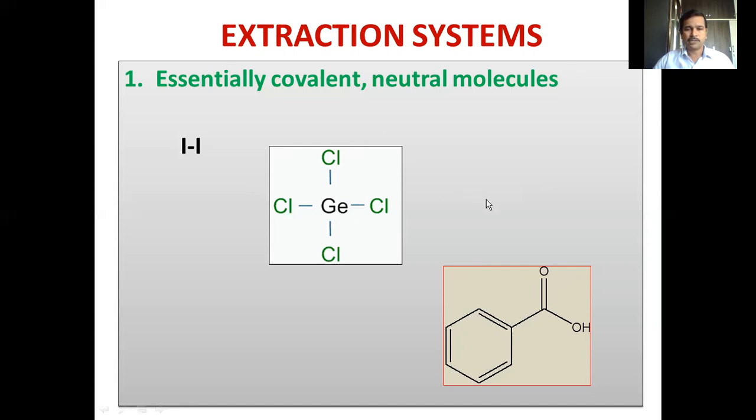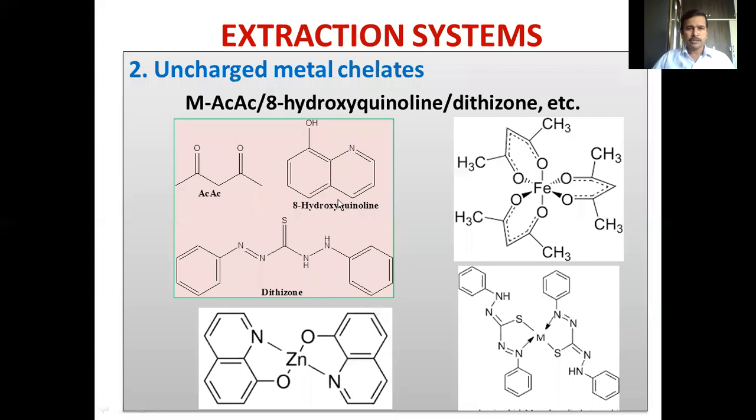They are neither positively nor negatively charged. Therefore, electrical neutrality is attained. That is an important requirement. Electrical neutrality is an important requirement. So this electrically neutral species can be easily extracted into the organic solvent. So therefore, this is one of the requirements. And these type of molecules are one of three categories of molecules which can be subjected to the extraction process. And the second group of molecules are uncharged metal chelates.